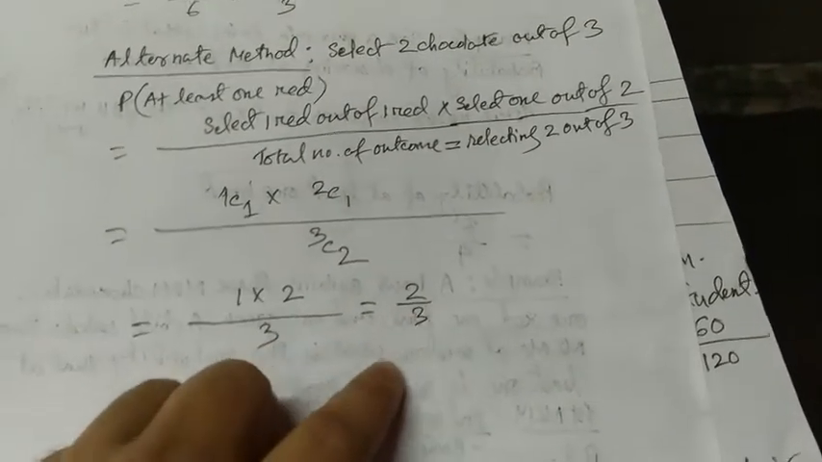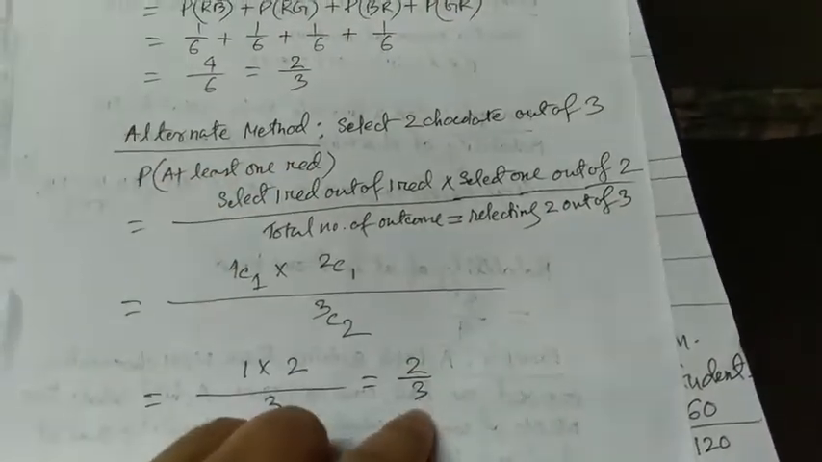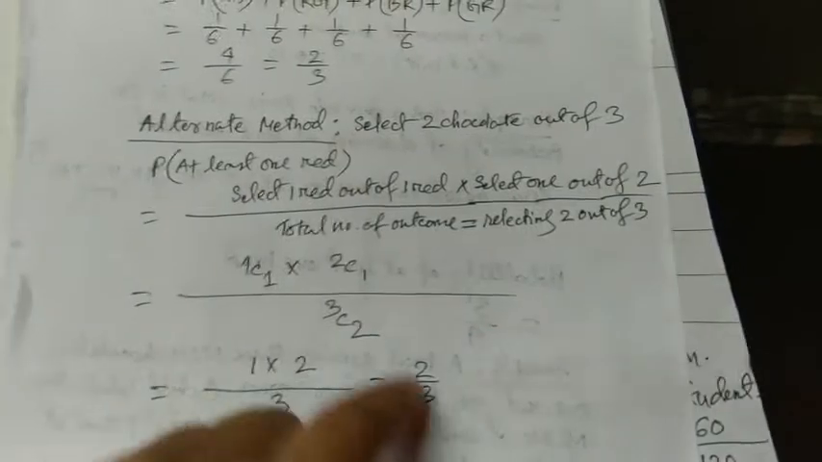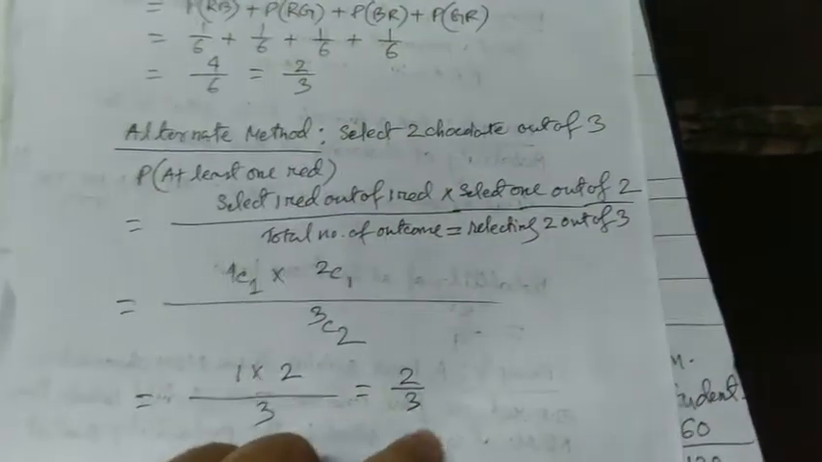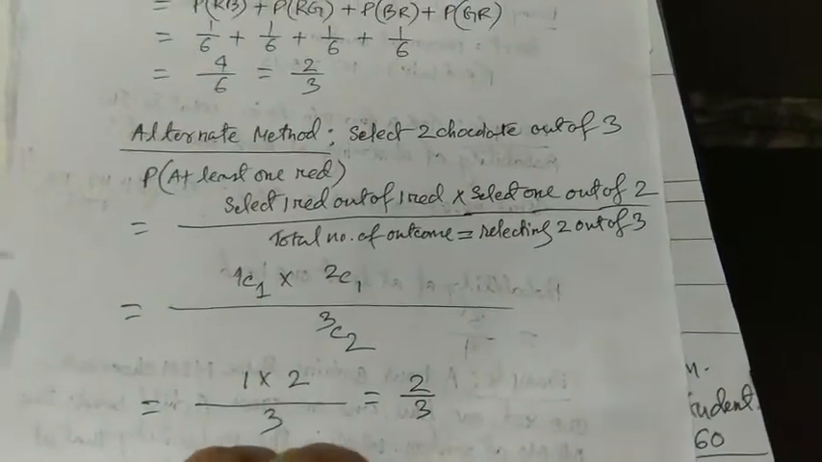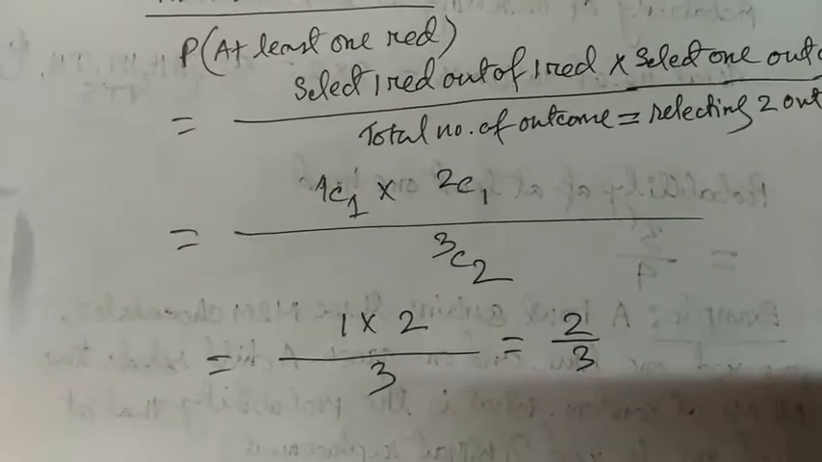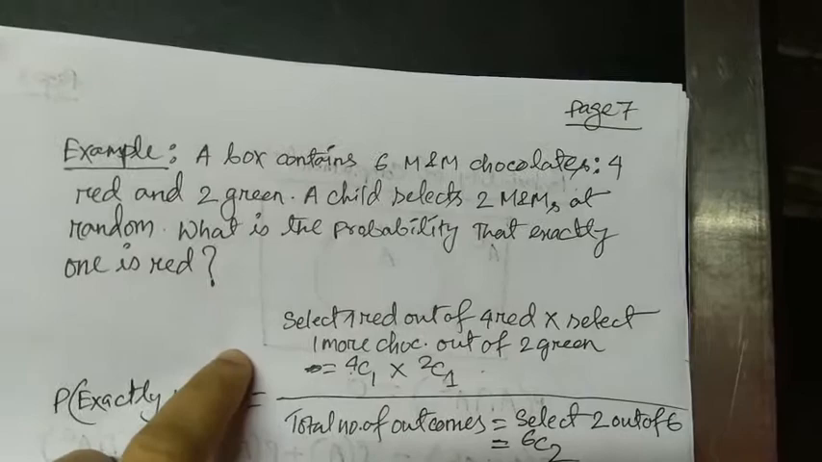So that means 2 divided by 3. That means the answer is 2 divided by 3. That means you can solve it without the tree diagram. Same problem, same answer. So this one you can solve in this method. We are solving it without the tree diagram, and the previous method we solved it using the tree diagram. So you can solve it with the tree diagram, and you can solve it without the tree diagram as well. Now we will move to page 7.